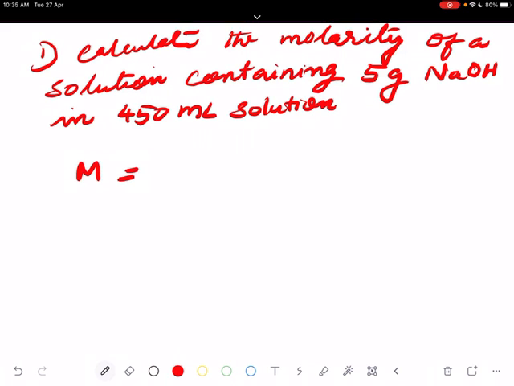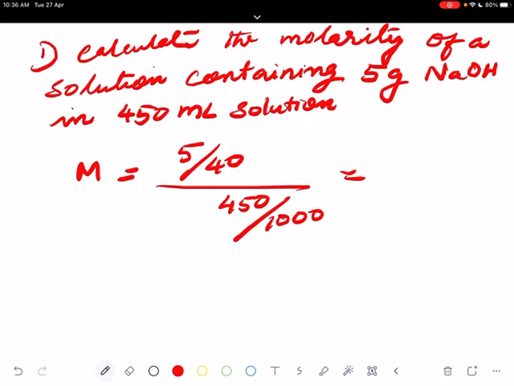So molarity is represented by capital M, that is 5 gram. What is the number of moles? NaOH it is, so 40 divided by, here ml is directly given, so 450 upon 100, which is equal to the molarity, that is 0.125 upon 450 into 100. So this much molar is the answer, and the unit will be capital M.